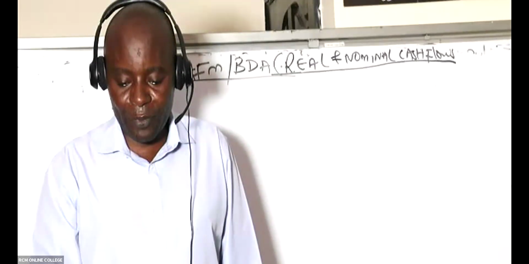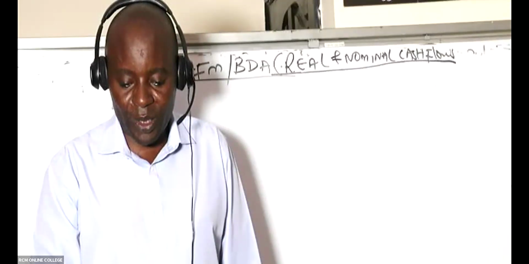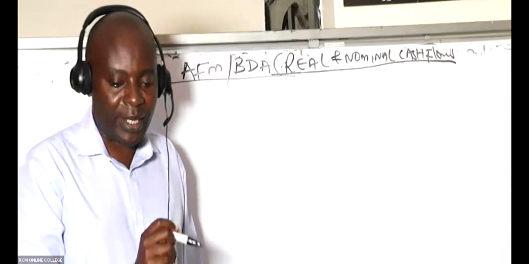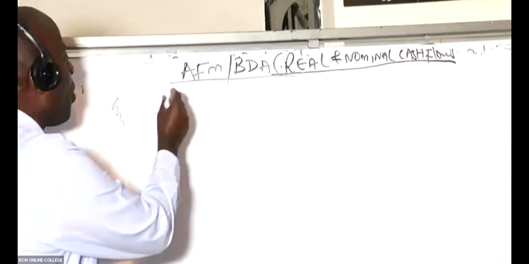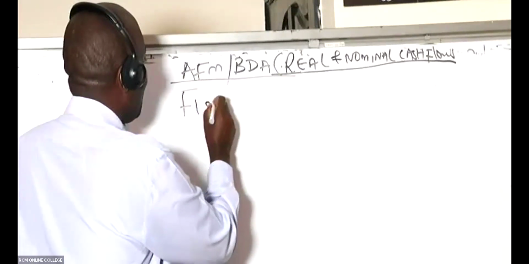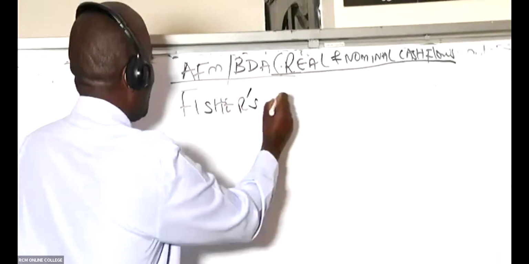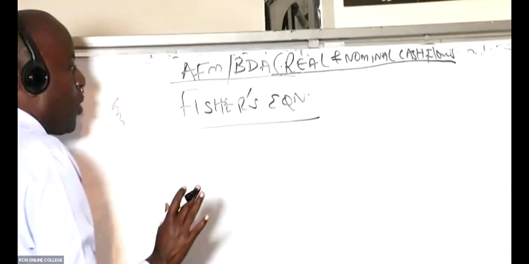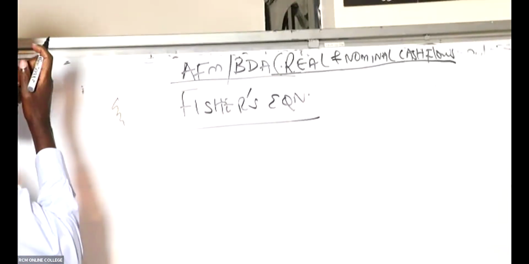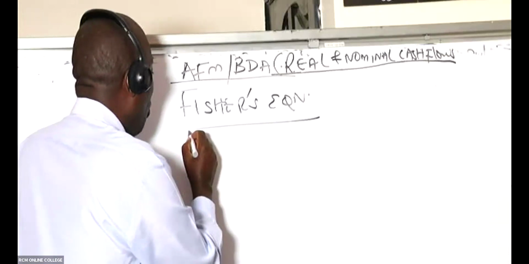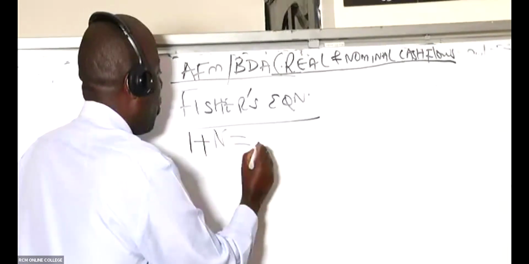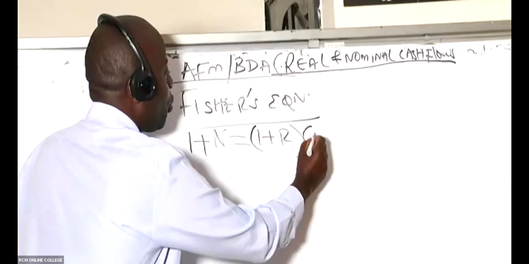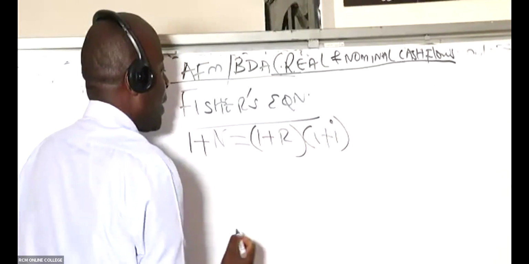So ladies and gentlemen, before I look at a past paper question, I would want to remind you something in this case here called Fisher's equation. If you like, you can put a C somewhere, but even that is good enough. Under Fisher's equation, we are supposed to know that 1 plus nominal equals 1 plus real into 1 plus inflation rate.